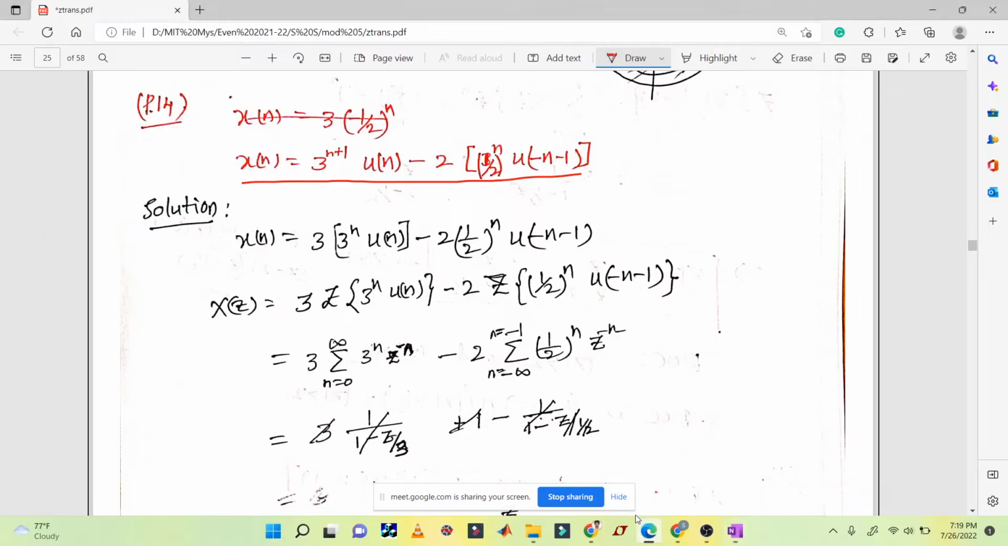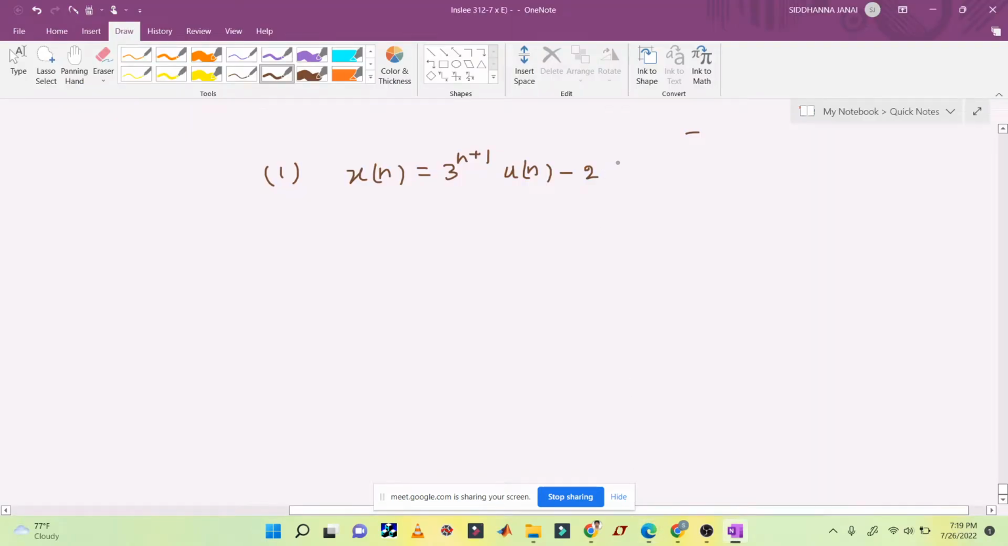Any doubt regarding the previous problem? Please let me know. x of n is equal to 3 to the power n plus 1 u of n minus 2 into 1 by 2 to the power n u of minus n minus 1. So this first one is a right sided sequence. You can see that this one is a left sided sequence.